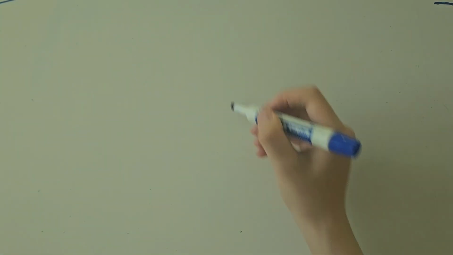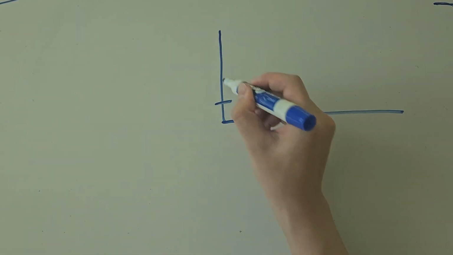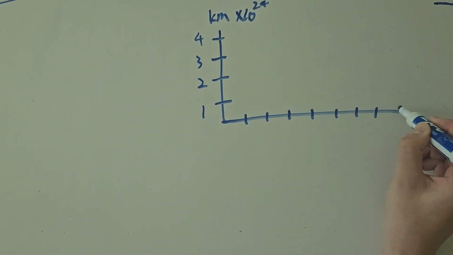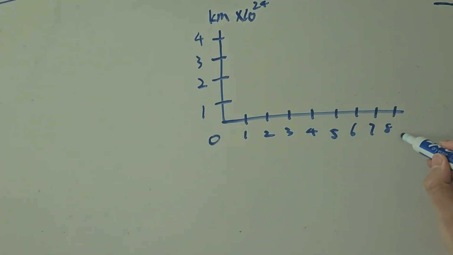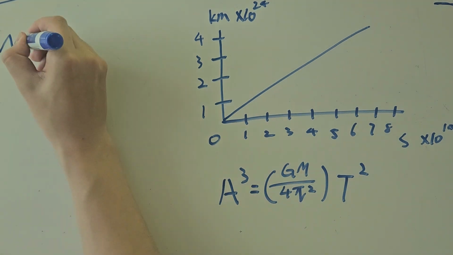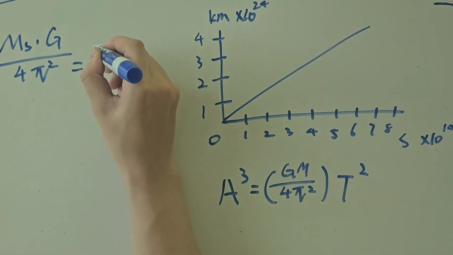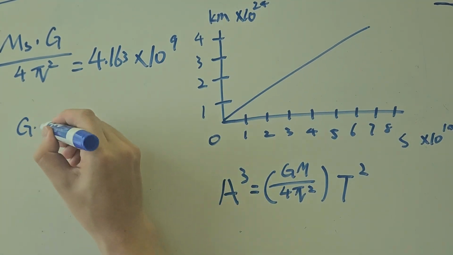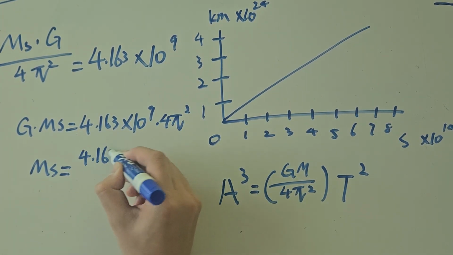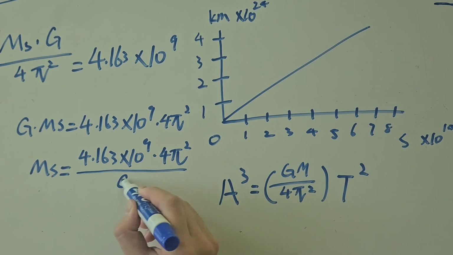To find the mass of that star, we need to find the linear fit of the graph from the semi-major axis cubed and orbital period squared. We will use the slope m to solve for the mass of the star. First, you will set up the equation big M times G over 4 pi squared is equal to little m, which is the slope of the linear fit, and then proceed to move G over 4 pi squared to the other side by dividing it.